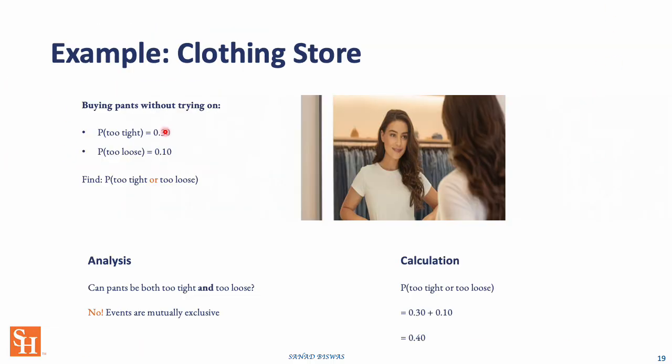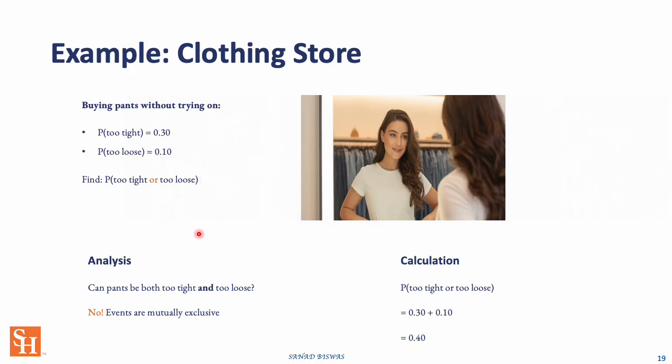Now we'll see with an example how we can calculate probability for mutually exclusive events. Suppose you went to a clothing store to buy some clothes, and you are interested in calculating the probability that a pair of pants will be too tight or too loose. We have the individual probabilities: the probability that it will be too tight is 0.30, and the probability that it will be too loose is 0.10. The question is to find the probability that it would be too tight or too loose.